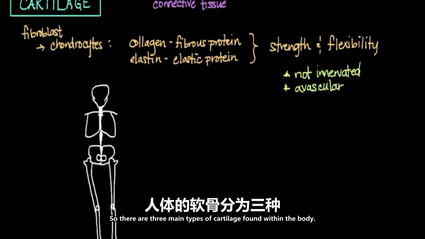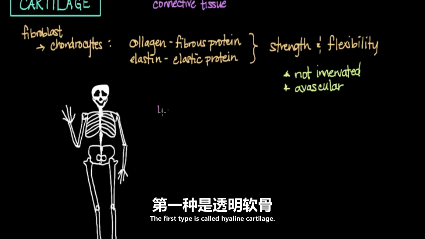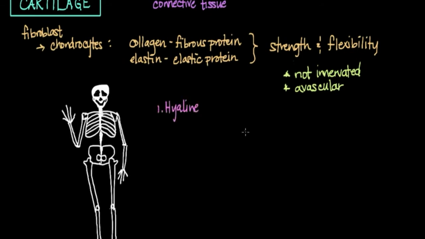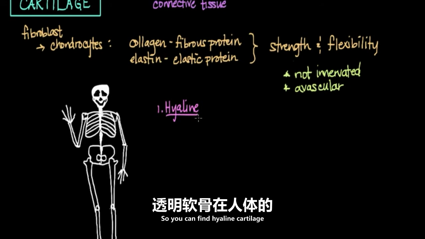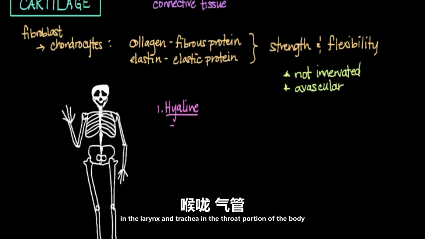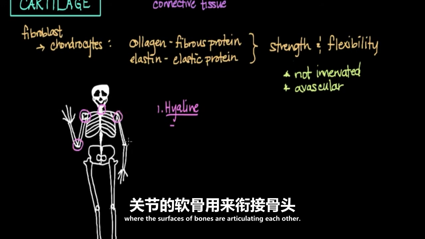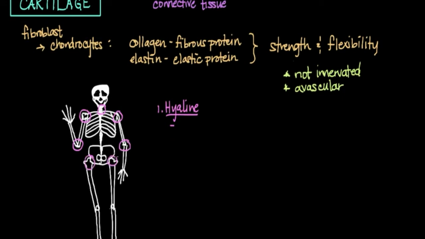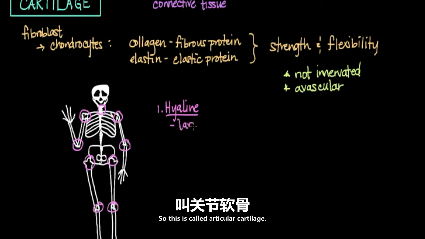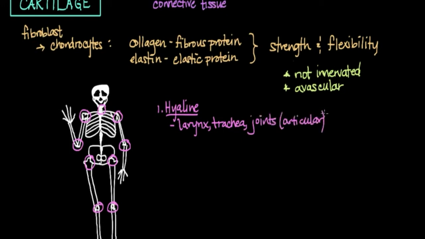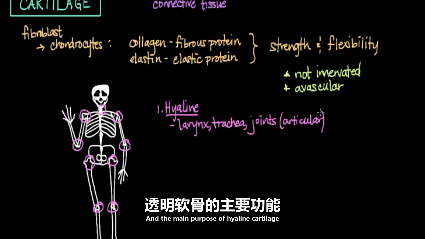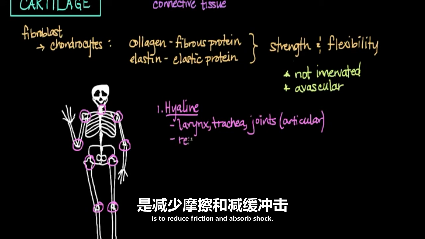So there are three main types of cartilage found within the body. The first type is called hyaline cartilage. So you can find hyaline cartilage in the larynx and trachea and the throat portion of the body, and also in all of the joints where the surfaces of bones are articulating each other. So this is called articular cartilage. And the main purpose of hyaline cartilage is to reduce friction and absorb shock.